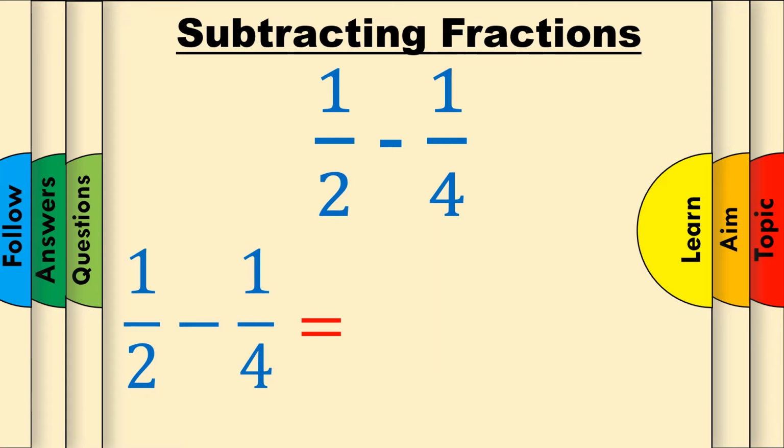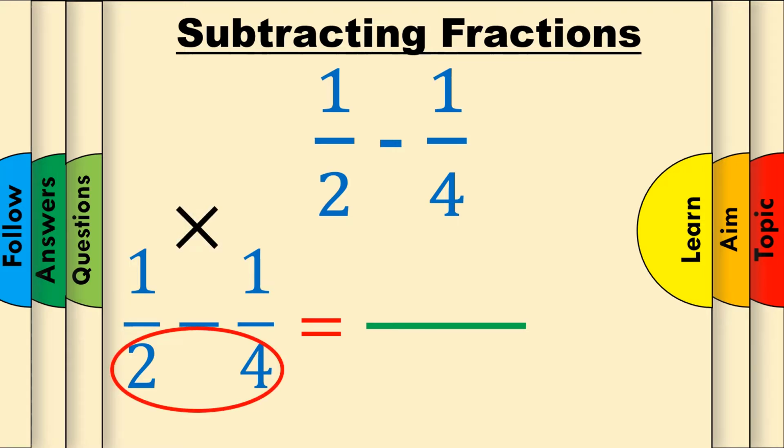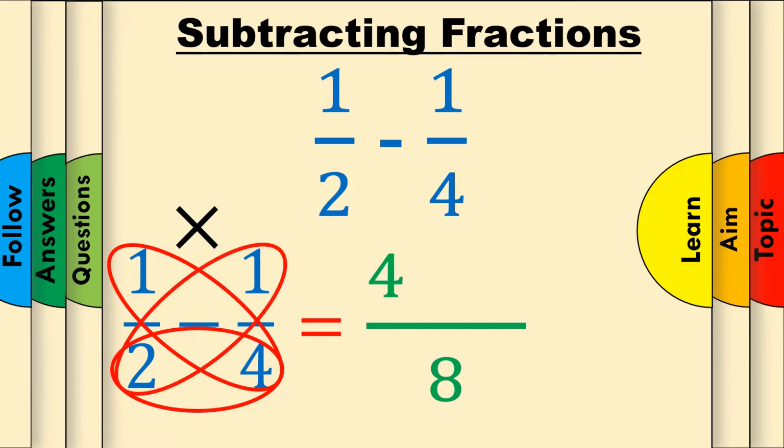Cracking on, start our butterfly method by multiplying the denominators, the bottom two numbers, together. 2 multiplied by 4 is 8, so place this into the denominator of the answer. Then multiply one pair of diagonal numbers together. Here we multiply 1 and 4 to get 4. Now multiply the other pair of diagonal numbers. 1 multiplied by 2 is 2.